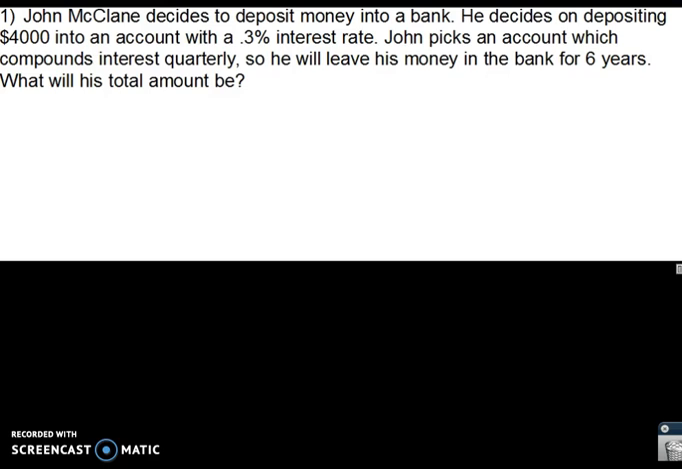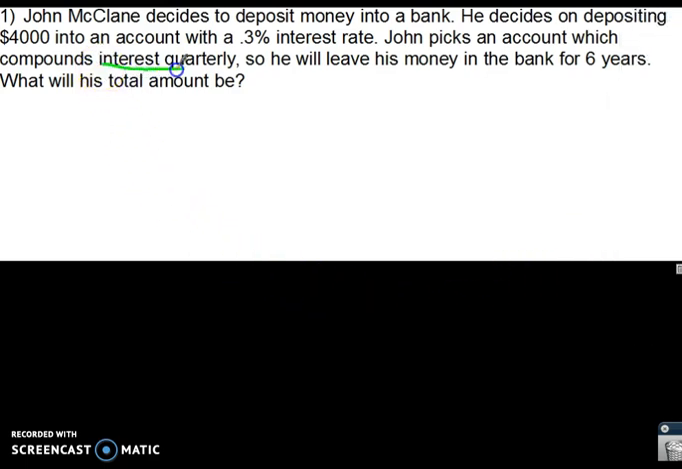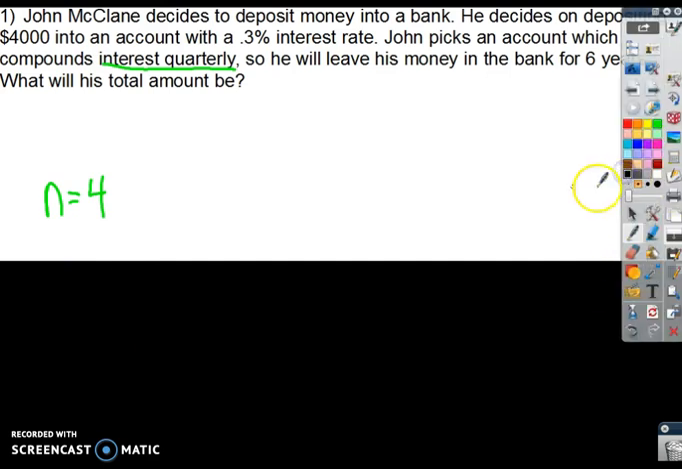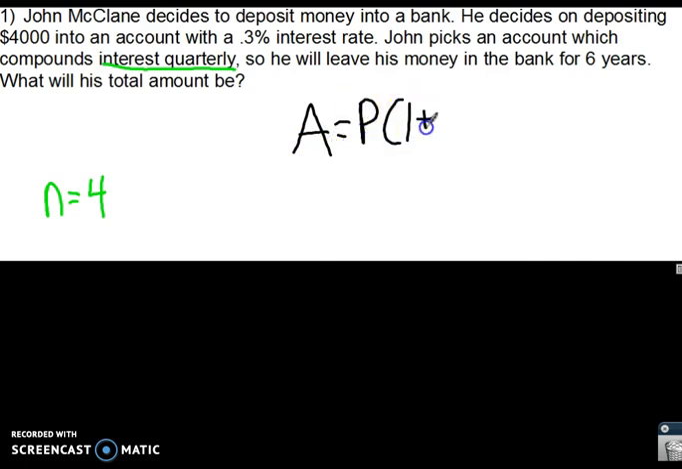Okay, so we've got a lot to take in here. So first off, we must decide which formula I'm going to use. Because it says interest compounded quarterly, which means my N value is 4 here, because quarterly is 4, because of that information, I am going to use the following formula. A equals P times 1 plus R over N to the NT power.